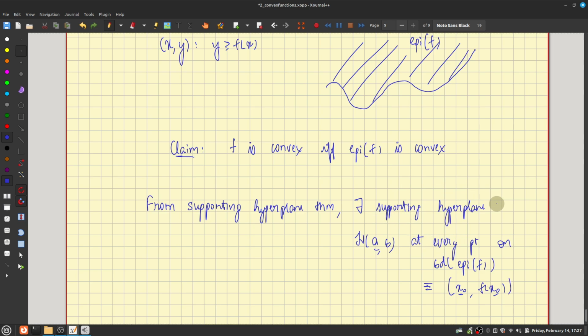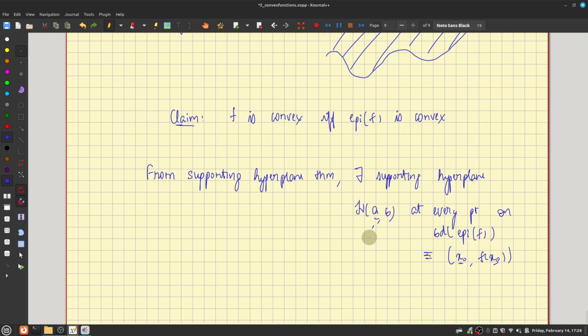And what is a supporting hyperplane at x naught comma f of x naught? That essentially defines the tangent plane, and that is now guaranteed to be a sort of a lower bound for the function itself. I'm hand waving things a little bit over here, but that's the basic idea. And this normal vector is essentially going to be the subgradient.